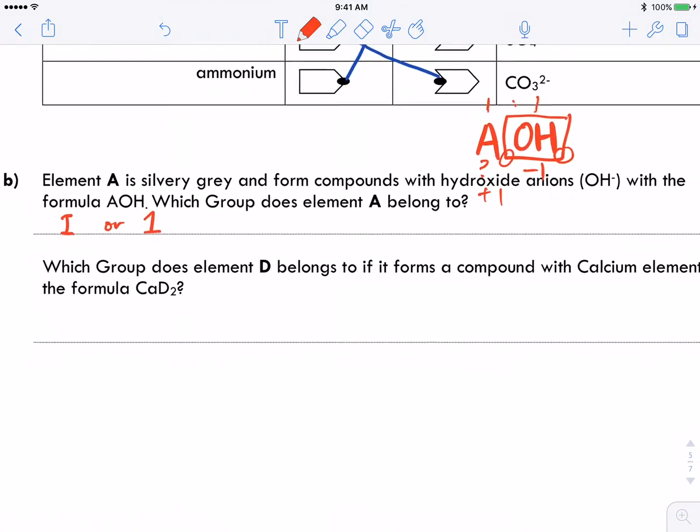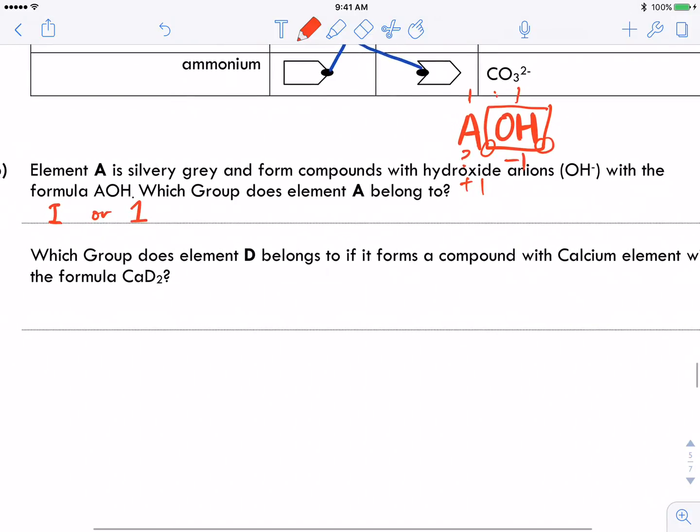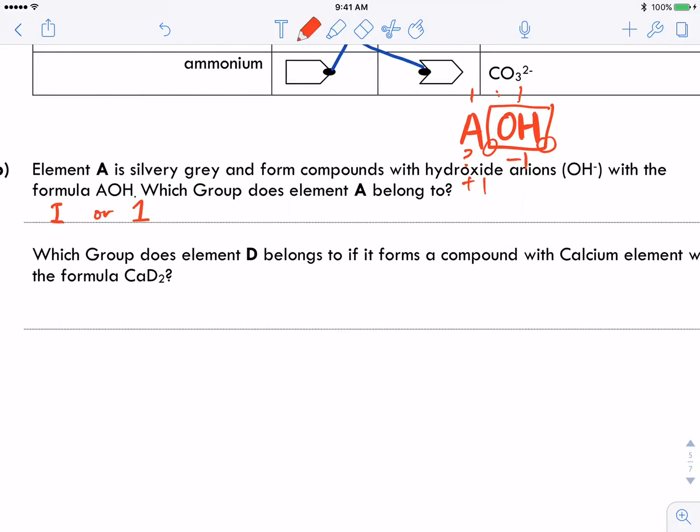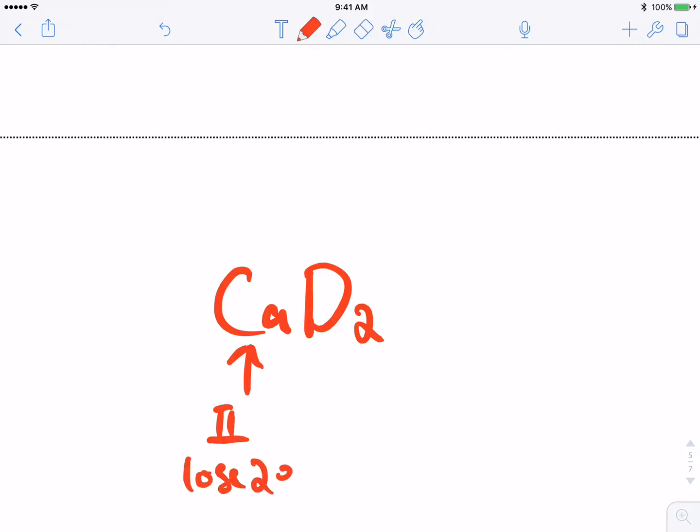Now next part, which group does element D belong to if it forms a compound with calcium with the formula CaD2? To do this, we must ask ourselves, what is the charge of calcium? CaD2 tells me that for every calcium, I must have 2 D. If you look at the periodic table, calcium is in group 2. If it is in group 2, it should lose 2 electrons and have a charge of positive 2.